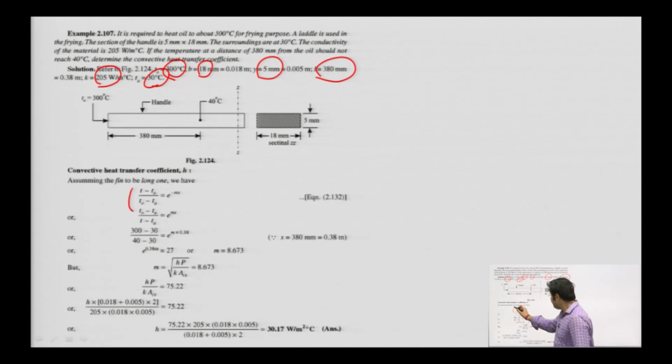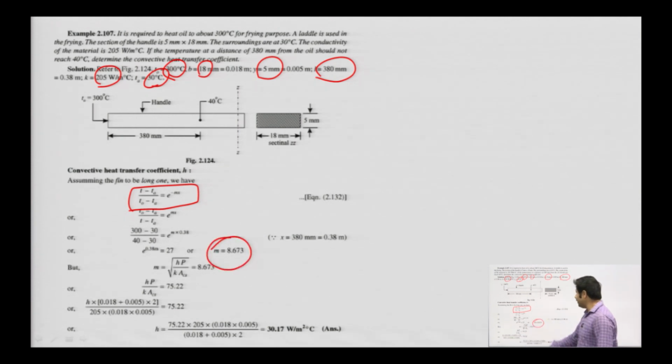Okay, so here for an infinitely long fin, do it. Everything is given, so you just need to calculate the m, and once you have calculated the m, you need to actually calculate h. Everything is there, nothing to worry about. P, you know what is P? P is basically for rectangular, 2 into breadth plus thickness. And area is breadth into thickness.